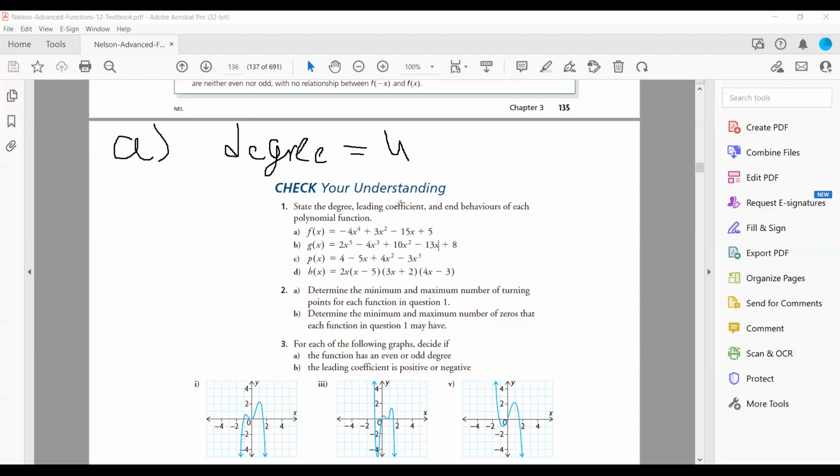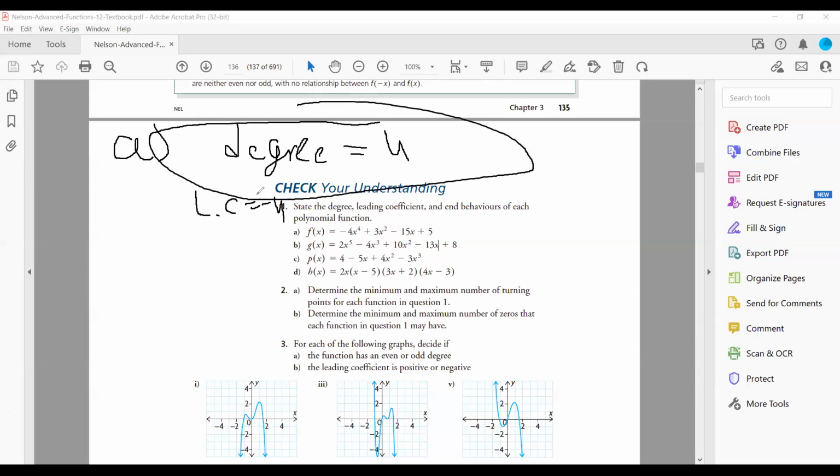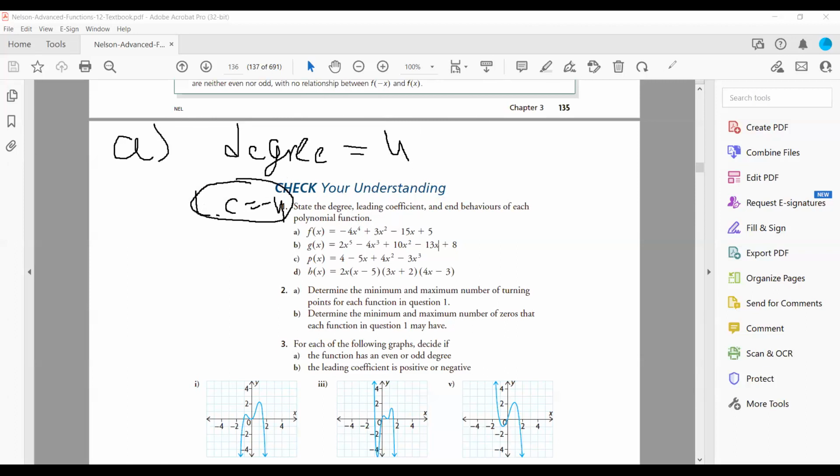Leading coefficient. What is leading coefficient? Leading coefficient is a multiplier in front of the greatest exponent, so x to the 4th power, and the leading coefficient in this case is -4. So leading coefficient equals -4, or it's negative, right? This is the important thing that we would like to know, that it's minus. Okay, so we already know that this function is even degree, and it has the leading coefficient minus.